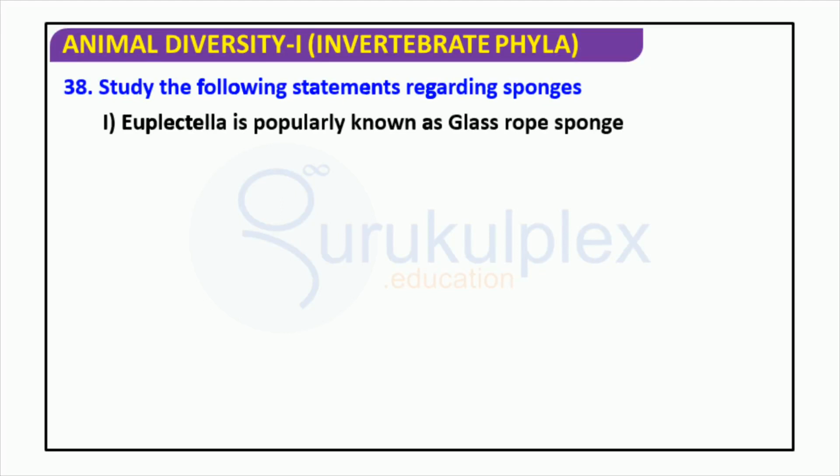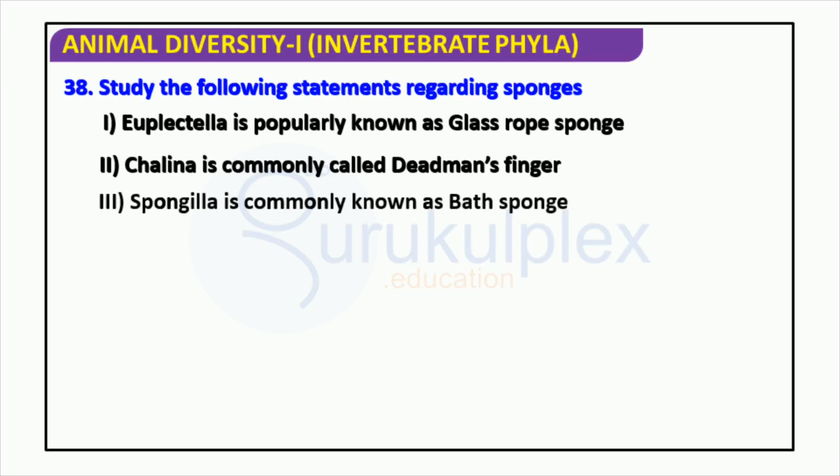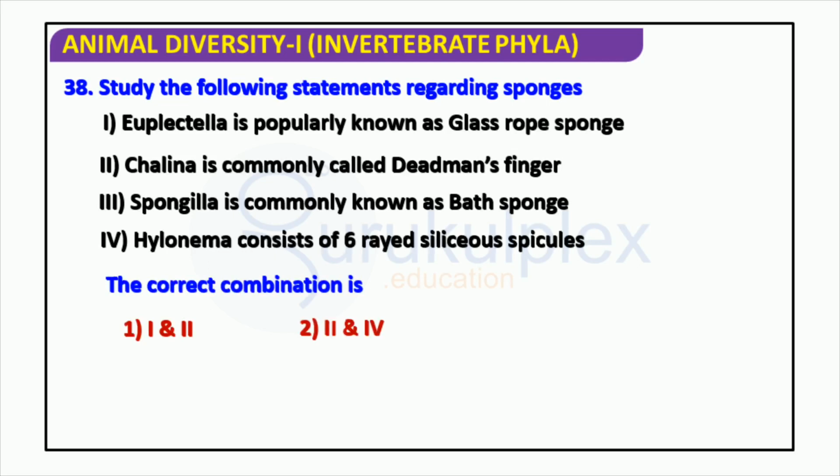Euplectella is known as a glass rope sponge, Chalina is called deadman's finger, and Spongilla is referred to as the bath sponge. Additionally, different varieties of Hyalonema consist of 6 rayed siliceous spicules. It is important to differentiate between these species as the correct combination is 2 and 4, not 1 and 2, nor 1 and 3, nor 2 and 3.